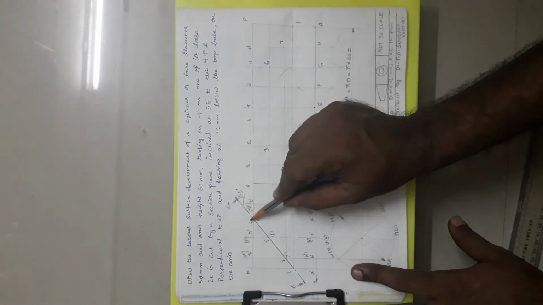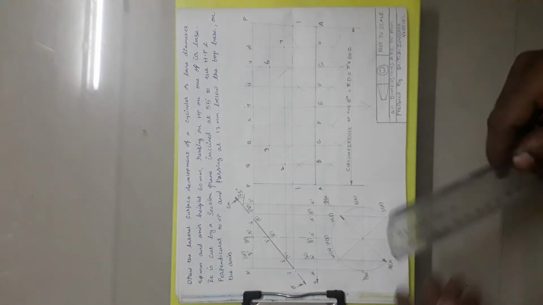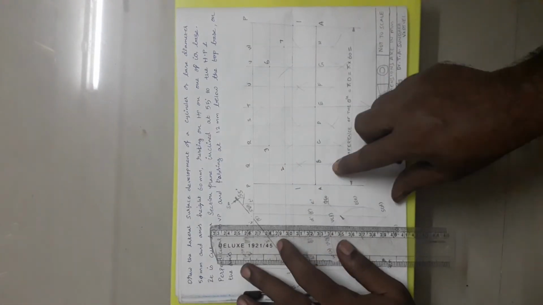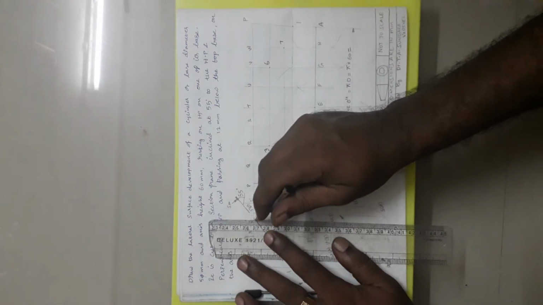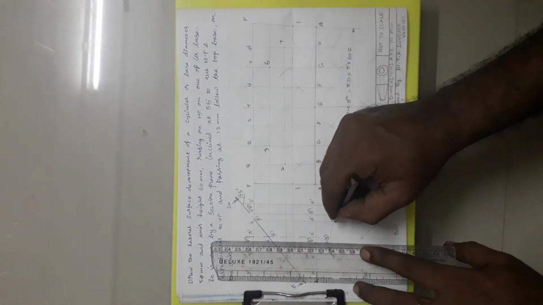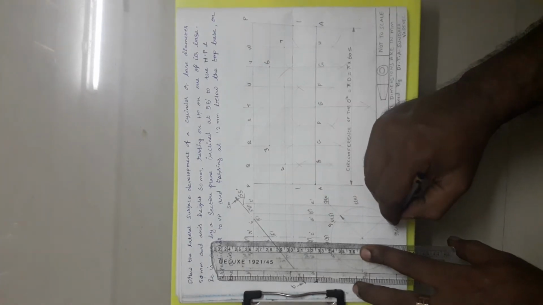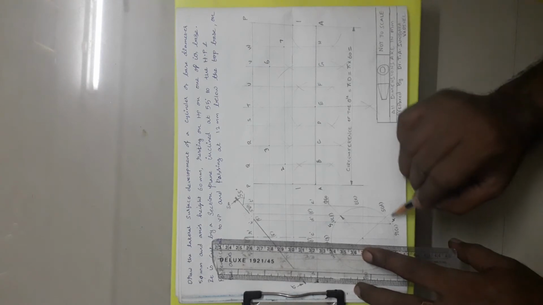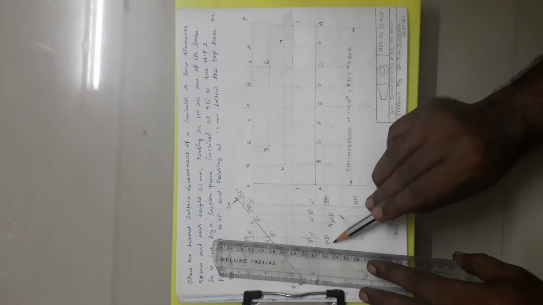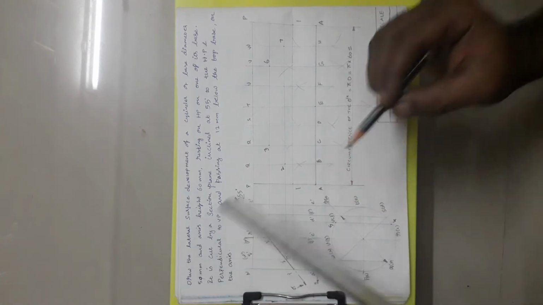So we cannot mark it directly like this. What we have to do is take those points to the corresponding line in the top view, mark those points in the top view, and then transfer it. So 5 will come here and 4 will come here. 4 is in between RS, 5 is in between VU.